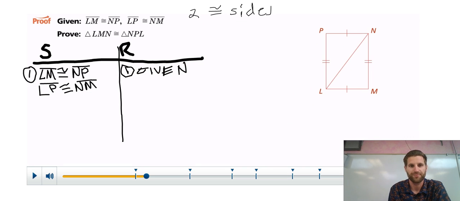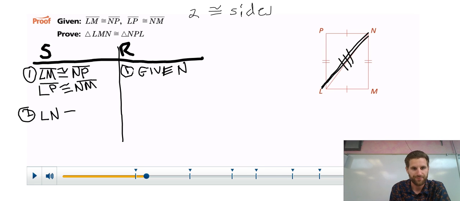All right, so our first statement there is given. We know that the two sides are congruent. We want to show the third side is congruent. And to do that, we can just say LN is congruent to LN. So these are line segments. And the reason is reflexive.